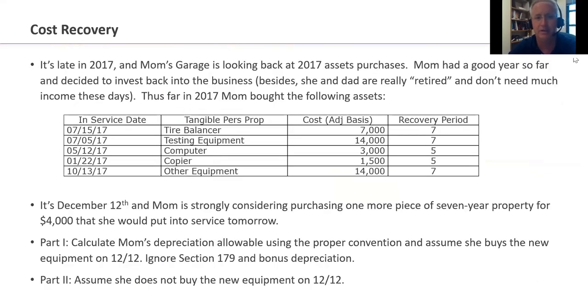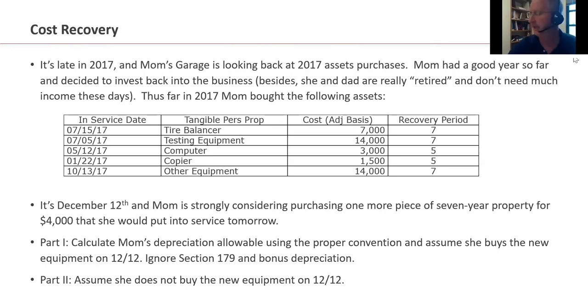All right. So here we are. It's late 2017. Mom's Garage is looking back and says, you know what? We had a pretty good year. We don't need that much income. And here's what we placed in service in 2017. So in July, they put a couple things in service, right? A tire balancer, some testing equipment. In May, they put a computer into service. In January, a copier, and some other equipment in October. So that's what's placed in service.